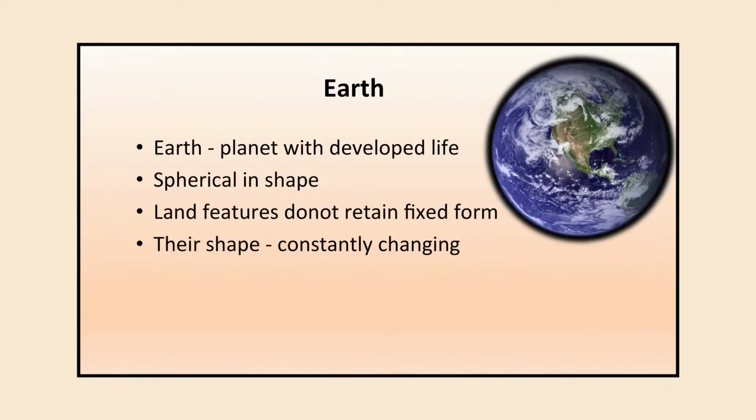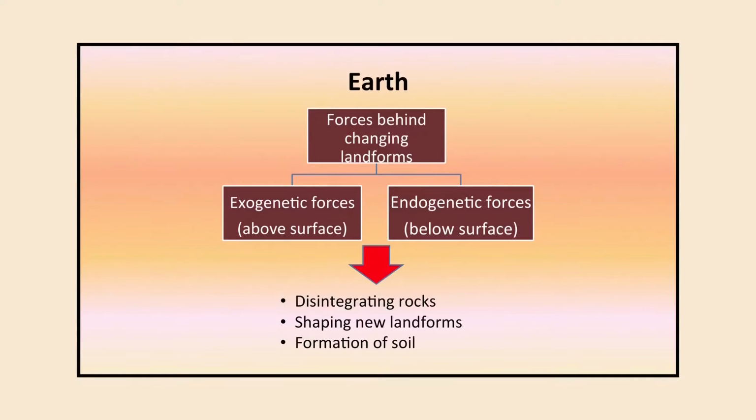The Earth is the only planet which has developed life. It's spherical in shape and the land features do not retain their fixed form. Instead, their shape is constantly changing. How come these shapes are changing on the Earth's surface of all the landforms? There are two forces that are responsible for that. One is the exogenetic forces and the other is endogenetic forces.